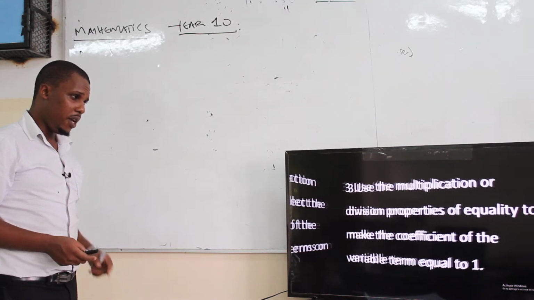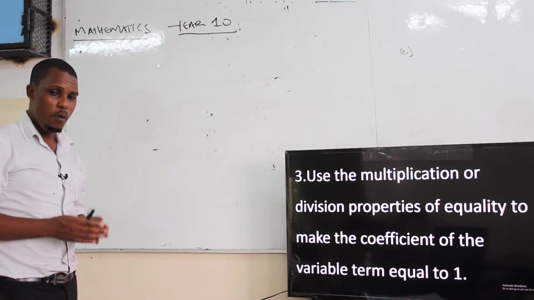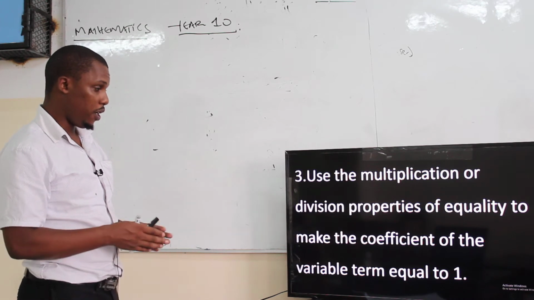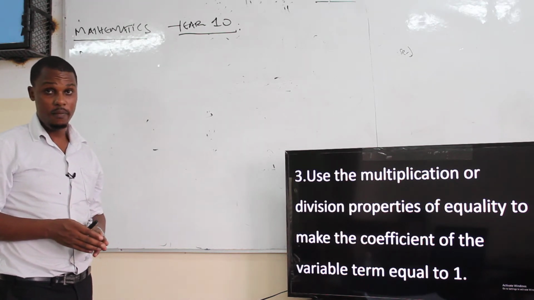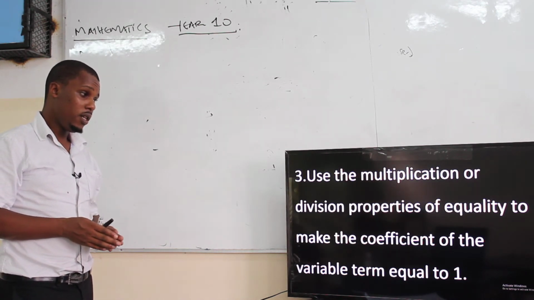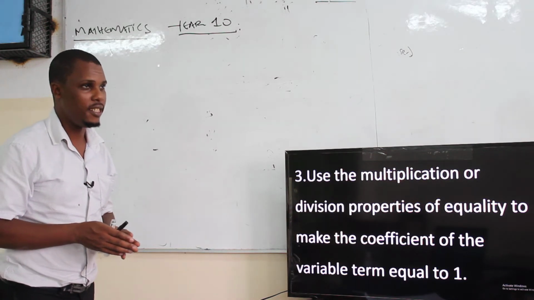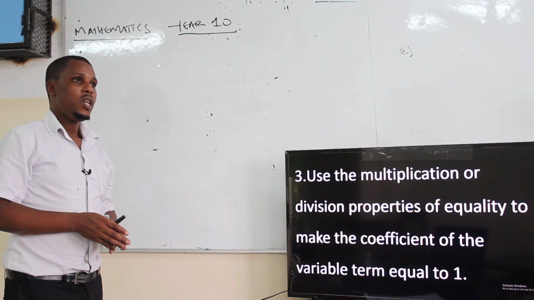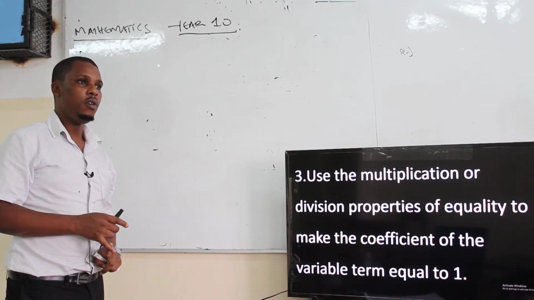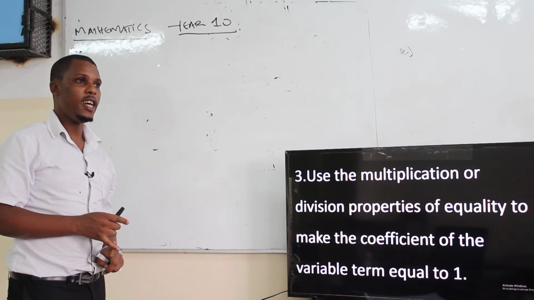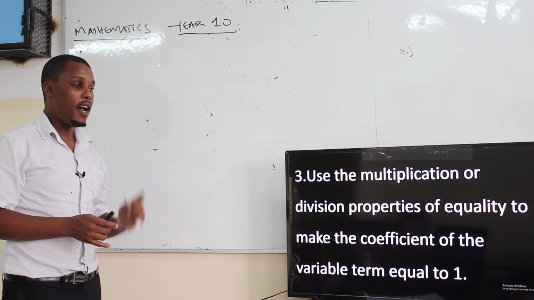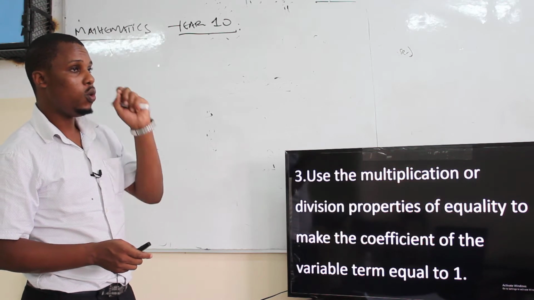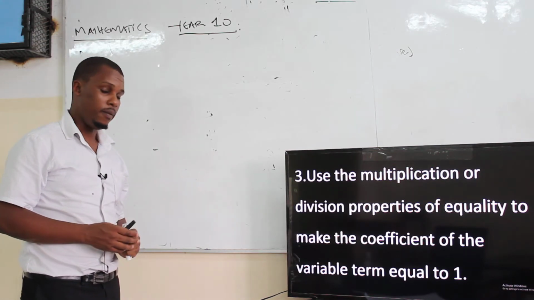Then step number three: use the multiplication or the division property of equality to make the coefficient of the variable term equal to 1. So when getting the solution of this variable, you have to make sure that the coefficient of the variable you are working out is exactly equal to 1. That is step number three.